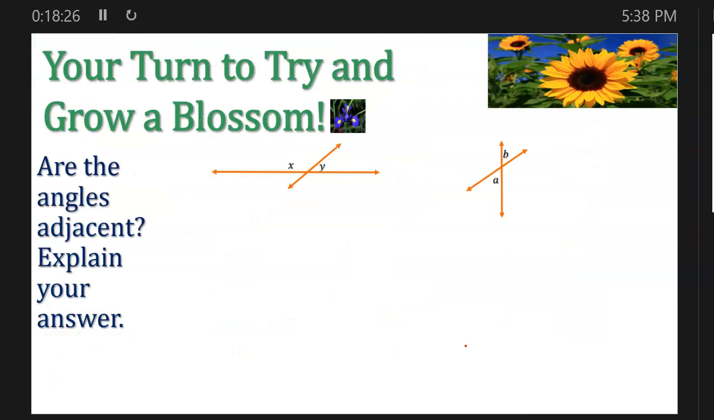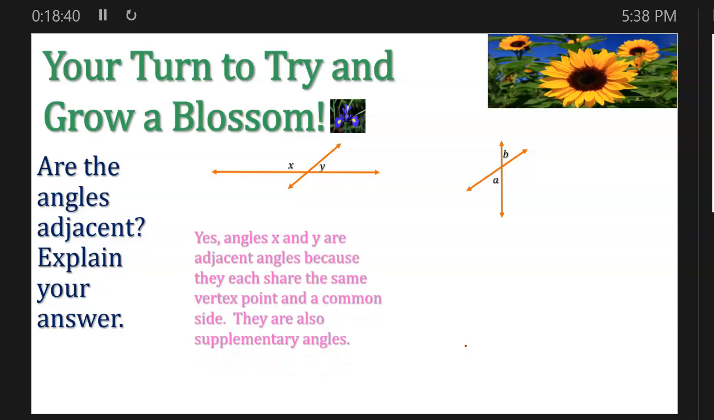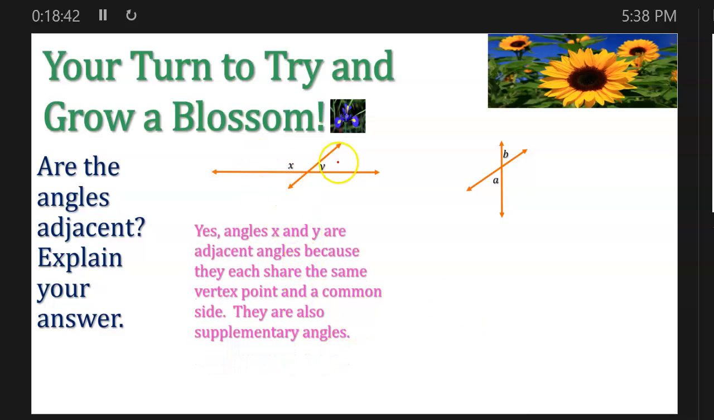Okay, so it's your turn to try and grow a blossom. So go ahead and pause, and I'm going to count to 3. Are the angles adjacent? And explain your answer. So go ahead and pause. 1, 2, 3. Yes, angles X and Y here are adjacent because they share a common vertex point, which is this point, and a common side, which is this side here.